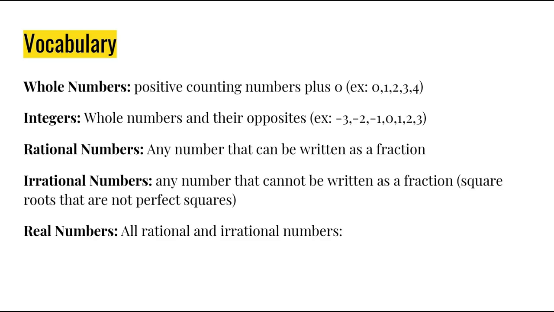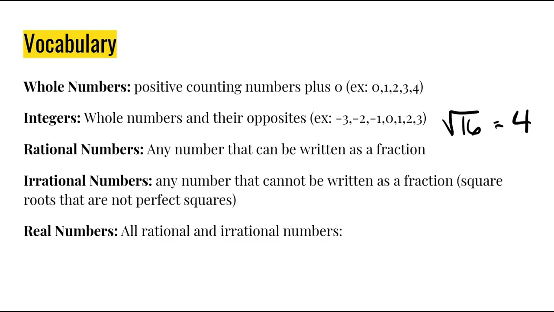Okay, and then we have our new set that we haven't talked about this year, and these are our irrational numbers. These are any numbers that cannot be written as a fraction. Right now we only have one type of number that we have dealt with that is irrational, and that is square roots that are not perfect squares. The square root of 16 is a perfect square because 4 times 4 gives me 16. So it's a whole number answer. I can put that number into the whole number category.